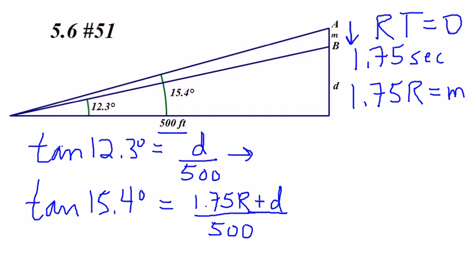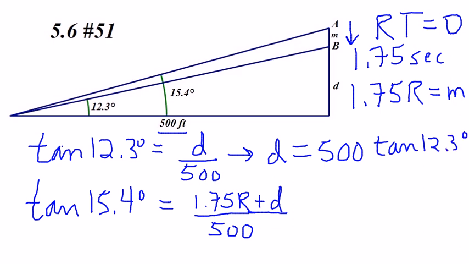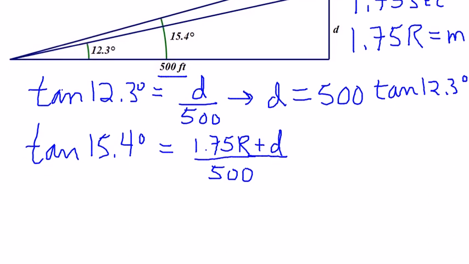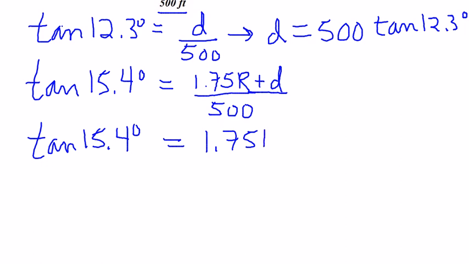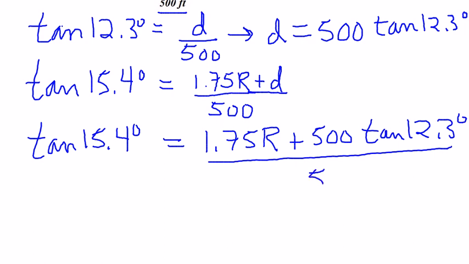I can solve this first equation for d, timesing both sides by 500. So d is going to be equal to 500 times the tangent of 12.3 degrees. And now I can substitute that in for d in the second equation. So I'll have that the tangent of 15.4 degrees is equal to 1.75 r plus 500 times the tangent 12.3 degrees all over 500.